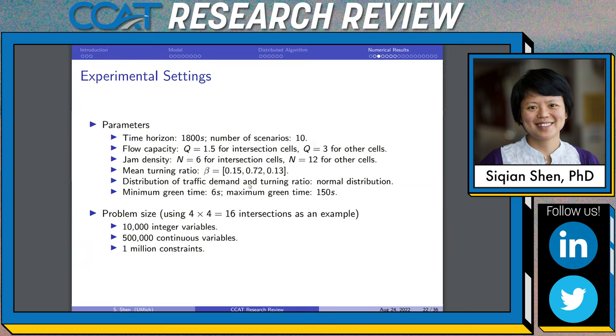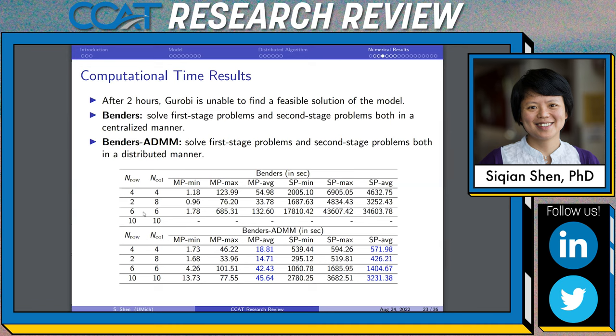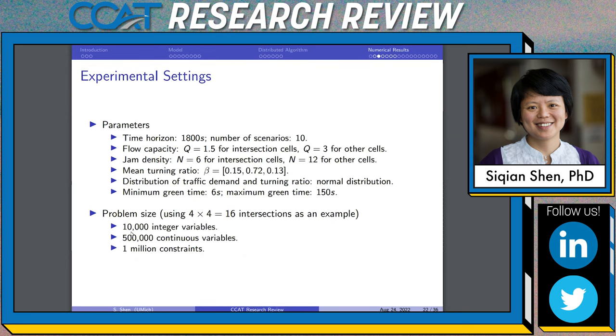I have some other parameters that are, in general, from the literature about how you set up this kind of model. The minimum green time is 6 seconds and the maximum is 150 seconds. Just to give you an idea about the problem size, even for only 10 scenarios, I'm going to do this on a 4x4 grid network. Later you will see that I also test up to a 10x10 grid network, where all 100 intersections are connected and I optimize their green times. For only 4x4, you will have 10,000 integer variables, 500,000 continuous variables, and 1 million constraints if you want to model this problem. Let's give it to Gurobi and let it solve.